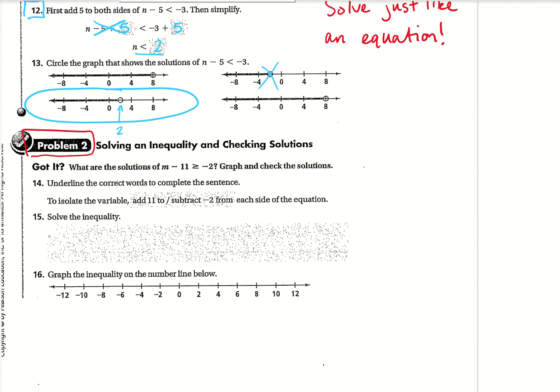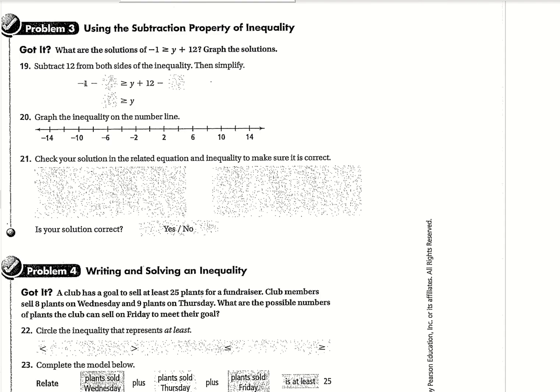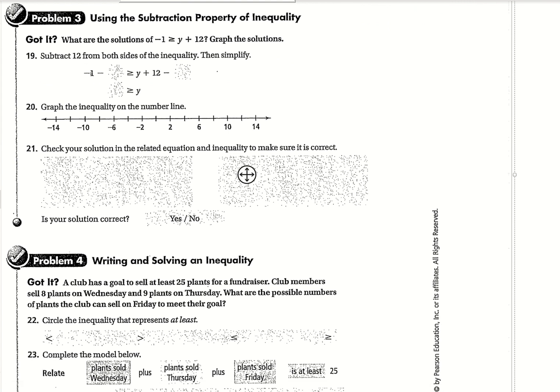So go ahead and try the got it problem 2. We have n minus 11 is greater than or equal to negative 2. So you are going to do 15 and 16. 14 is optional. If you want to do that just to help you, if you're struggling with 15, go back up to 14, and that'll help you think through it, hopefully. So give 15 and 16 a go, and then after you've done that, resume the video, and we will move on. We are now on page 84, once you've finished that last problem.